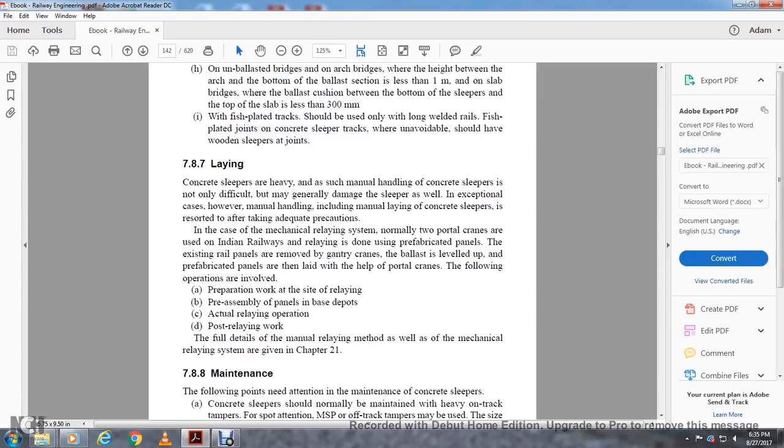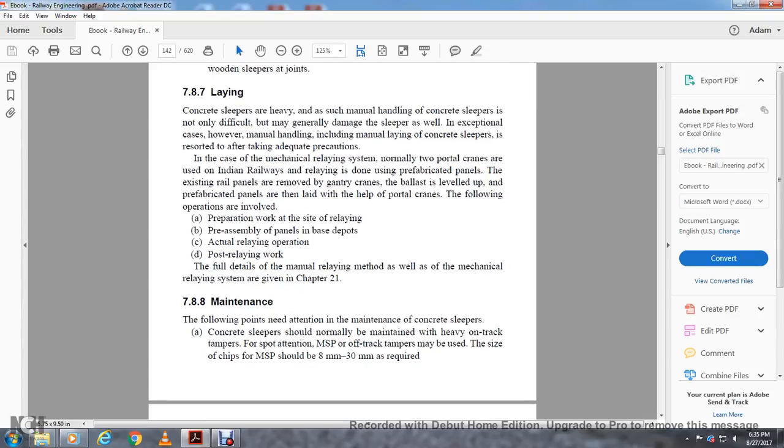The existing rail panel is removed and the ballast is leveled up. The prefabricated panels are laid with the help of portable cranes, and the following operations are involved: the preparation of work on the site, pre-assembly of the panels in the base, the actual relaying operation, and post-relaying work. The full details of the manual relay method as well as the mechanical relay system are given in chapter 21.